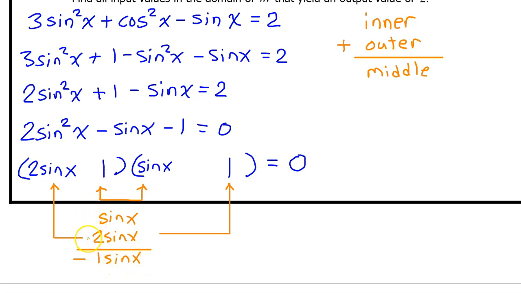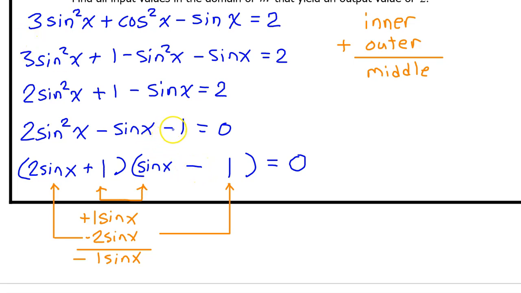We control the signs. What would the signs have to be for 1 sine x and 2 sine x to make negative 1 sine x? Well, if we had a positive 1 sine x and a negative 2 sine x, that would make the middle of negative 1 sine x. That's how we know we need a plus here and a minus here.